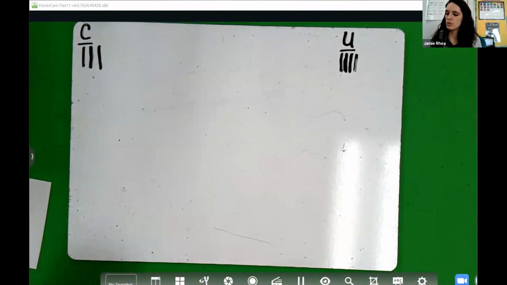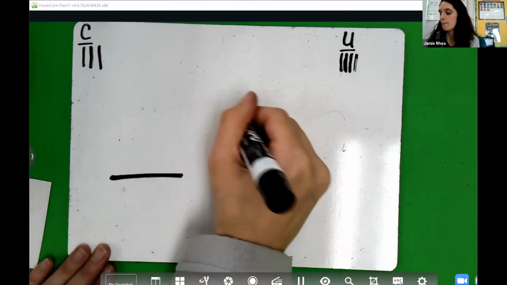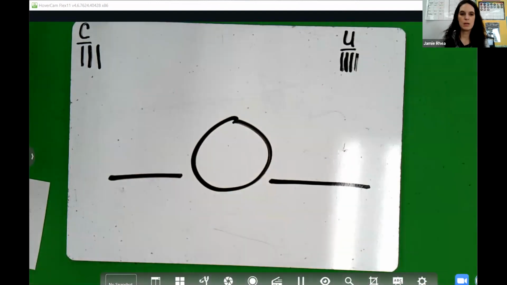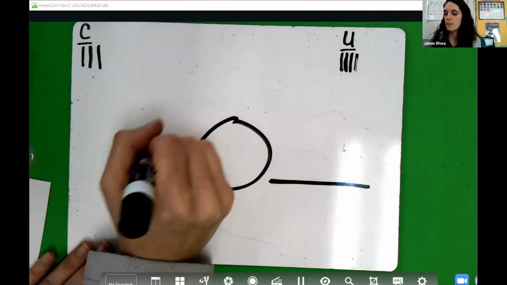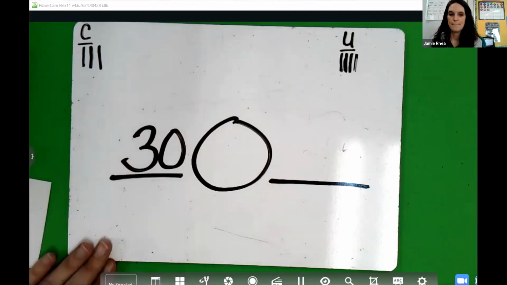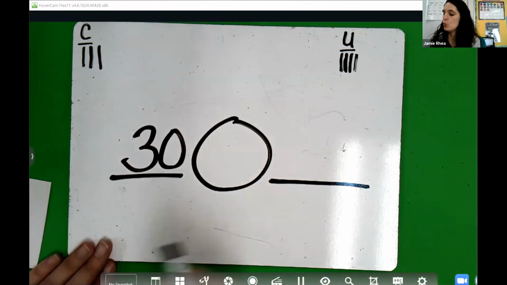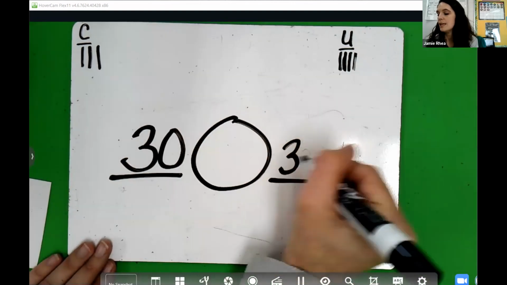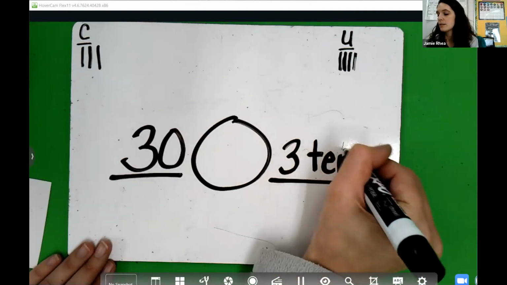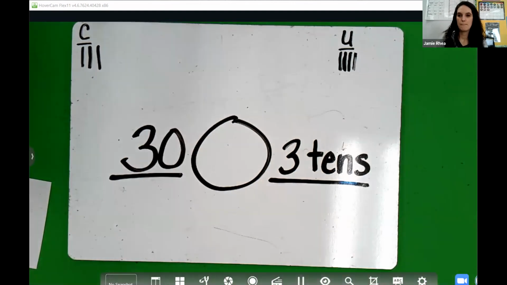Let's see what our numbers are. Okay, Miss Curry's number is 30. Three tens. Ooh, 3 tens. Write in the correct sign and then read your number sentence from left to right.